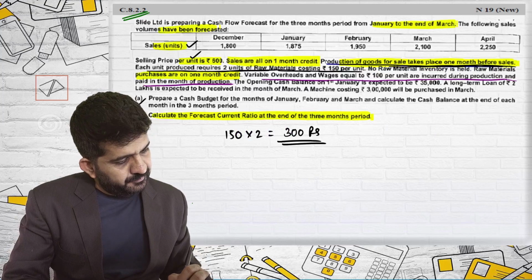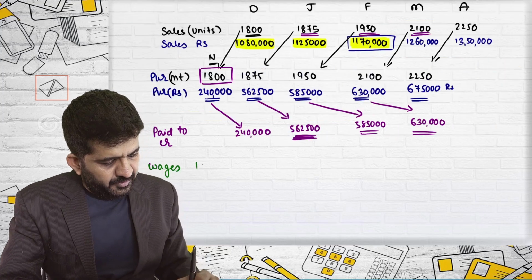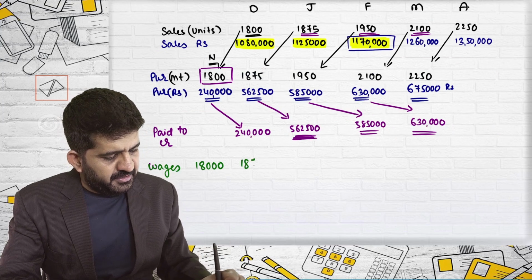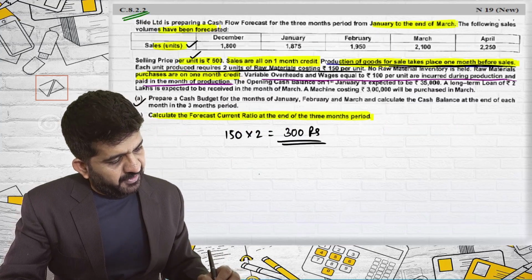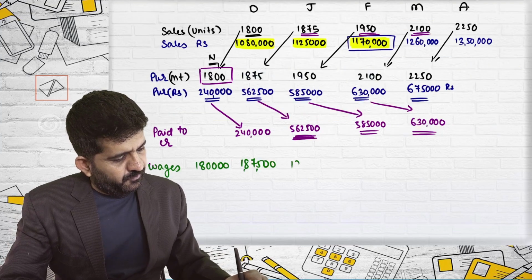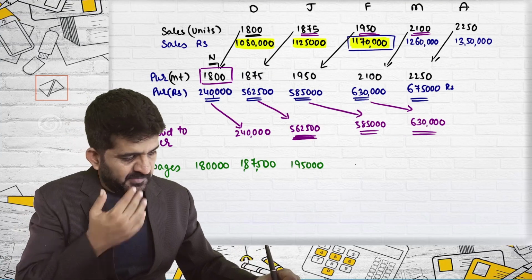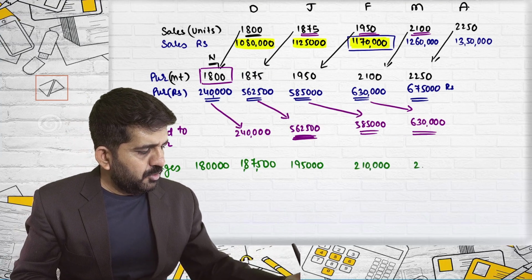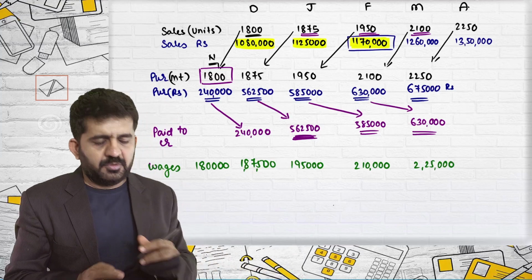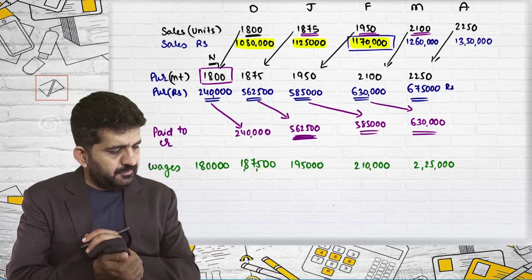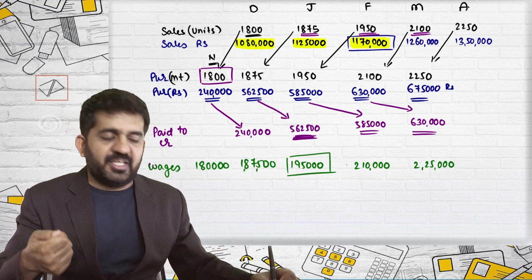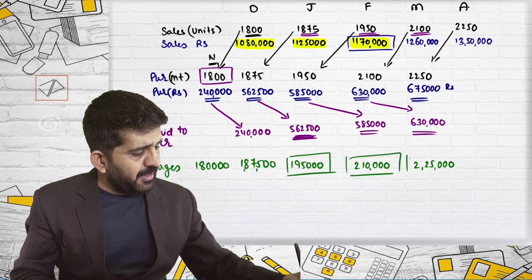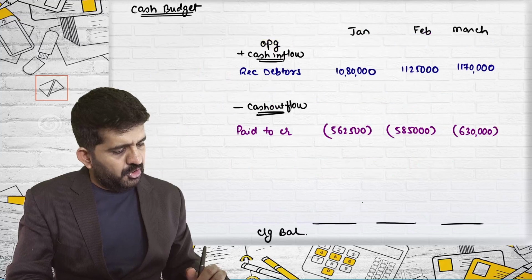1800 into 100, so 1,80,000. Then 1,87,500, 1,95,000, 2,10,000, and 2,25,000 will be my wages. They are paid in the same month. So 1,95,000 will be paid in Jan, 2,10,000 will be paid in Feb, and 2,25,000 will be paid in March.